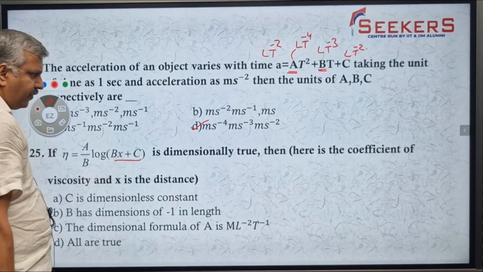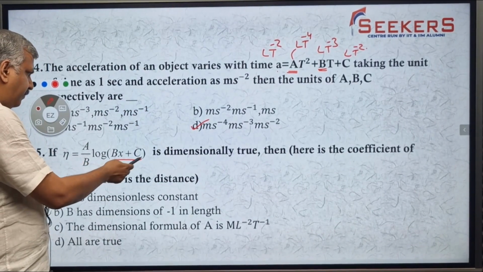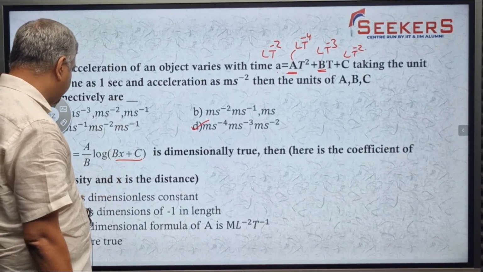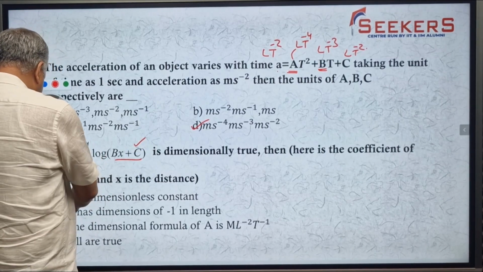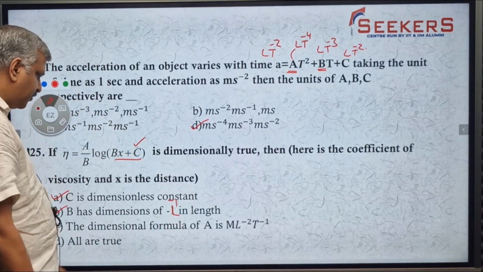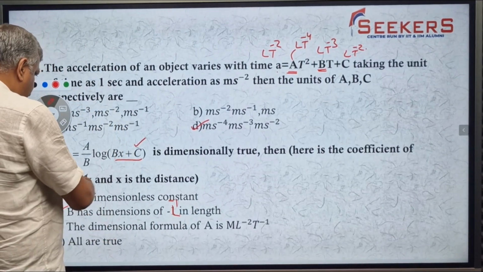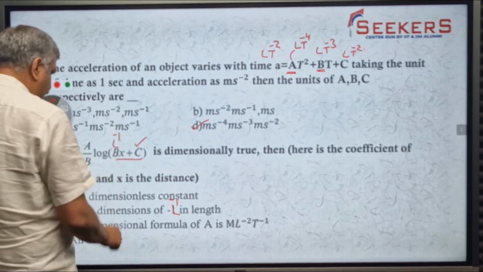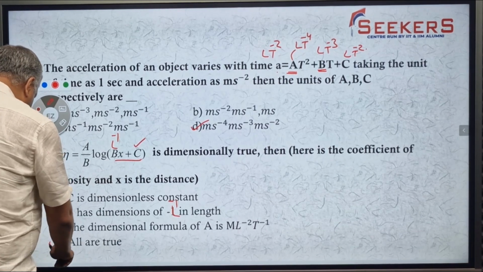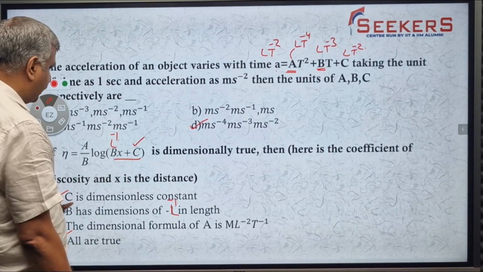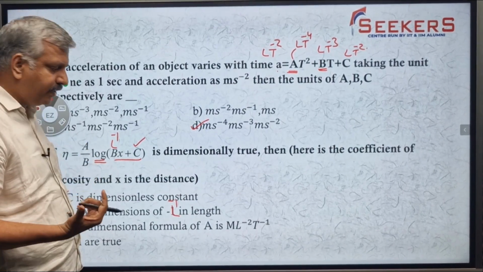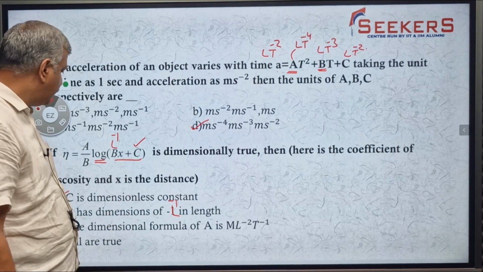Anything inside logs cannot have dimensions. So if eta is equal to A by B, this is dimensionally true. Then the coefficient of viscosity x, if this is distance, then obviously C is dimensionless, constant. This is correct. B has dimensions of L minus 1. Yes, that is also correct. The dimensional formula for A and B we can't say. Yeah, we can say B is L power minus 1. So if B is L power minus 1, then A will become... so here when two are true, all of them are true. I don't have to really work it out, all of them are true. But I hope you understand the concept: anything within a mathematical expression like log, sine or anything cannot have any dimensions. So here it will not have any dimensions.